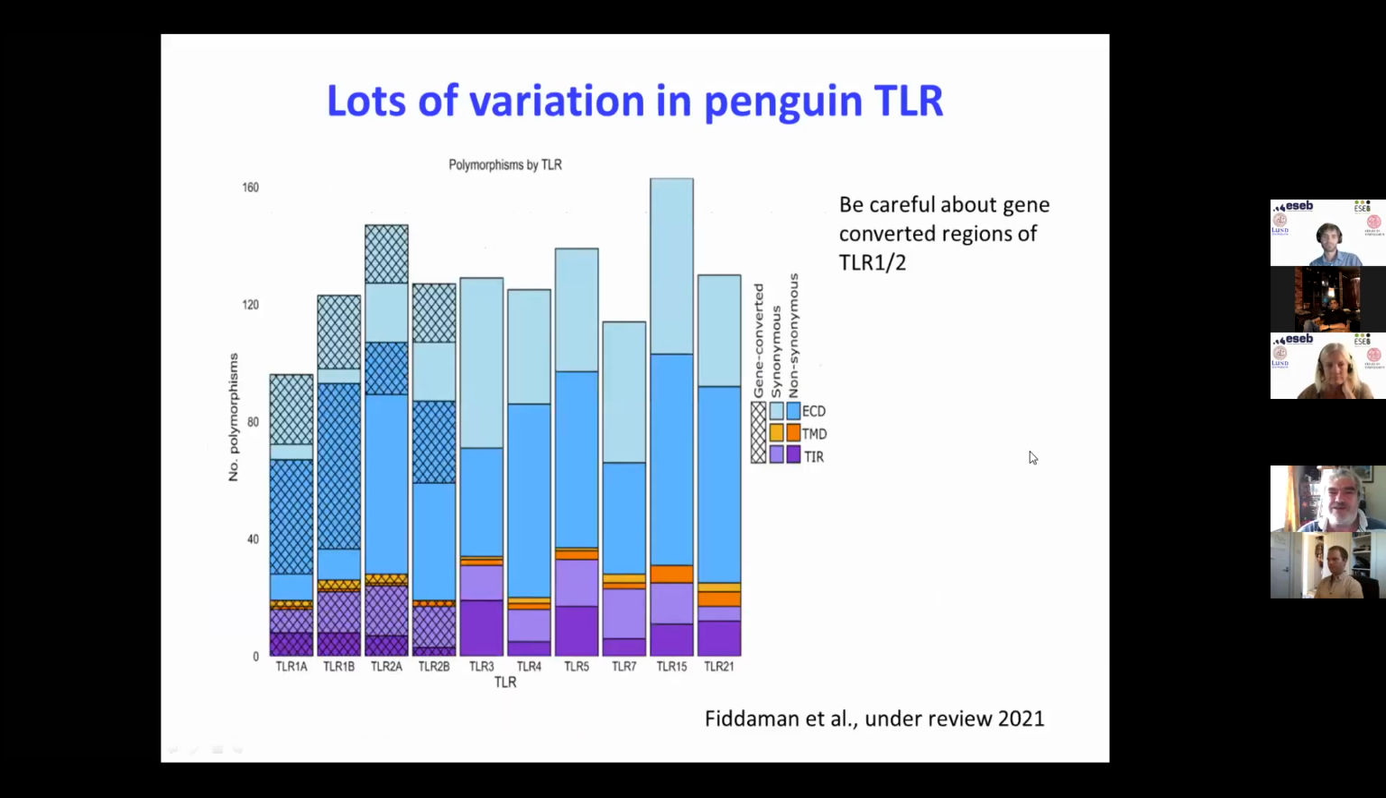So let's think about penguin toll-like receptors. The first question is, is there lots of variation in penguin toll-like receptors? And the answer is yes, there's lots of variation. And a whole bunch of this variation includes non-synonymous polymorphisms. Now, most of the non-synonymous polymorphisms are in the extracellular domain of the toll-like receptors, with relatively few in the signaling domain or TIR domain. One thing to be careful of when looking at avian toll-like receptors is that there are regions of TLR1 and 2 families which are really quite clearly gene converted and very, very similar. And these regions should be excluded from various analyses.